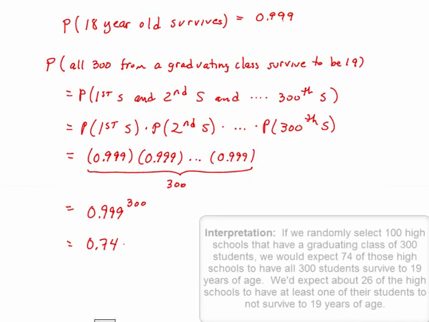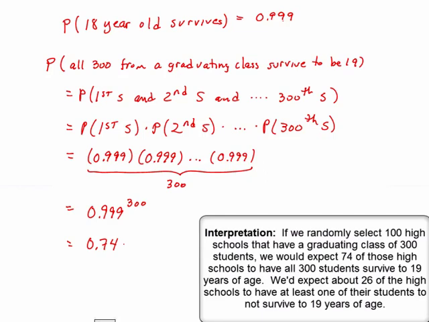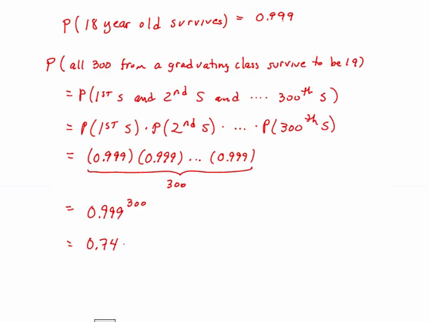So if we looked at 100 different high schools with a graduating class of 300, we would expect about 74 of those high schools to have all 300 students survive the year. Which means that there are about 26 of those high schools that don't have all the students surviving the year. And what I want you to get out of this is that while it's obviously a tragedy that certain 18-year-olds don't survive till a year after graduation, it unfortunately is not all that unusual.